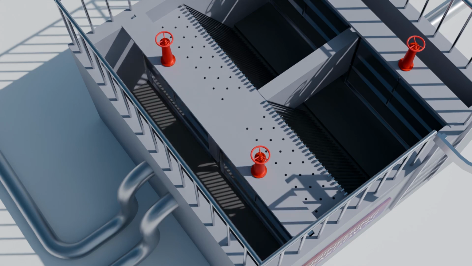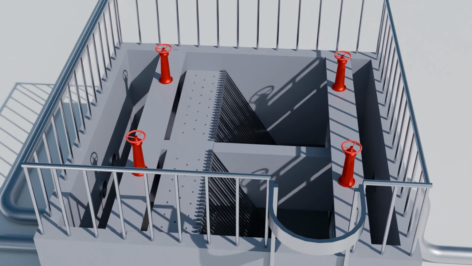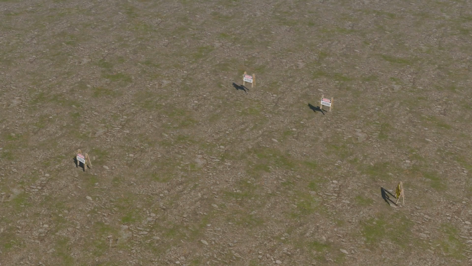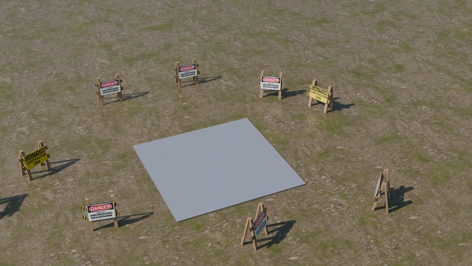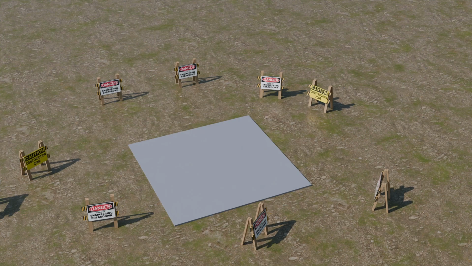The structure is typically divided into two separate channels by a divide wall, allowing one side to remain operational while the other undergoes maintenance. Now let's take a look at how these screening chambers are constructed in the field. First, a layer of PCC is laid over the prepared ground to create a clean, stable, and level base.